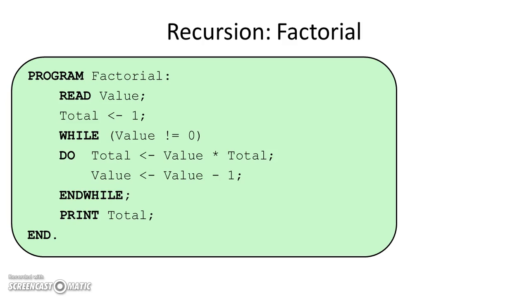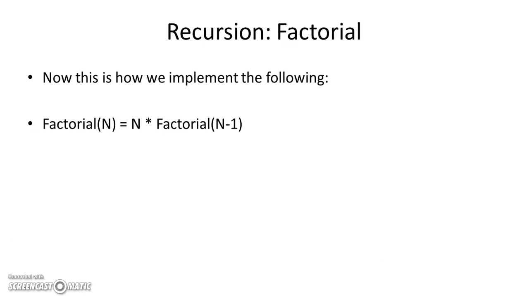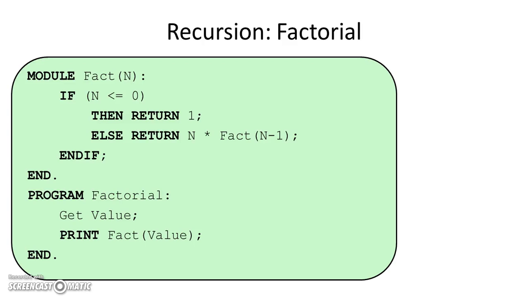Let's remember how we did factorial iteratively. So iteratively we have a total, we read in a value, we keep looping around multiplying that value by total, which starts as 1. We keep decrementing the value, so we do the number of multiplications necessary until we get to 1. And then we've got our factorial, so that's iteratively, or using a loop. Now let's look at it by implementing factorial n is equal to n by factorial n minus 1. So we have a module called fact, and fact takes in a parameter n. If n gets to 0, then we return the number 1, else we return n by fact n minus 1.